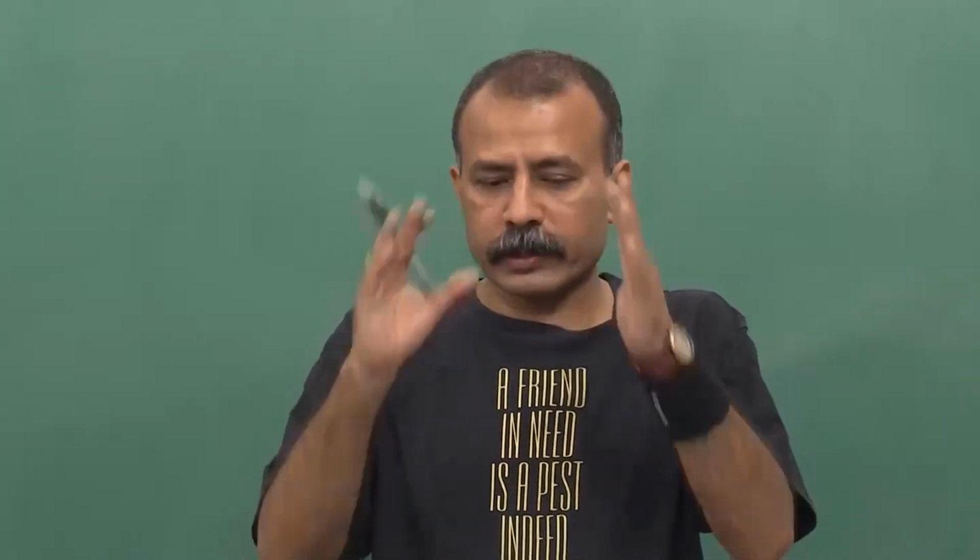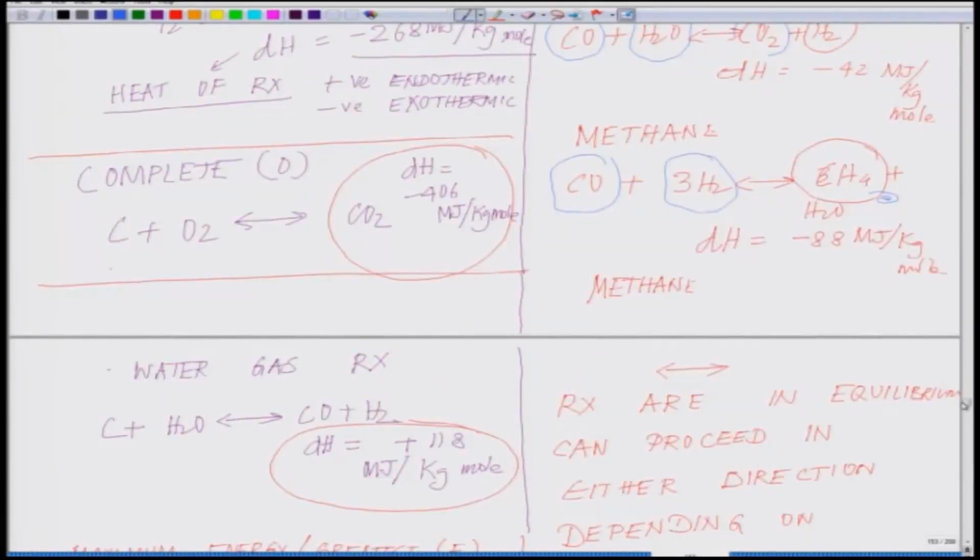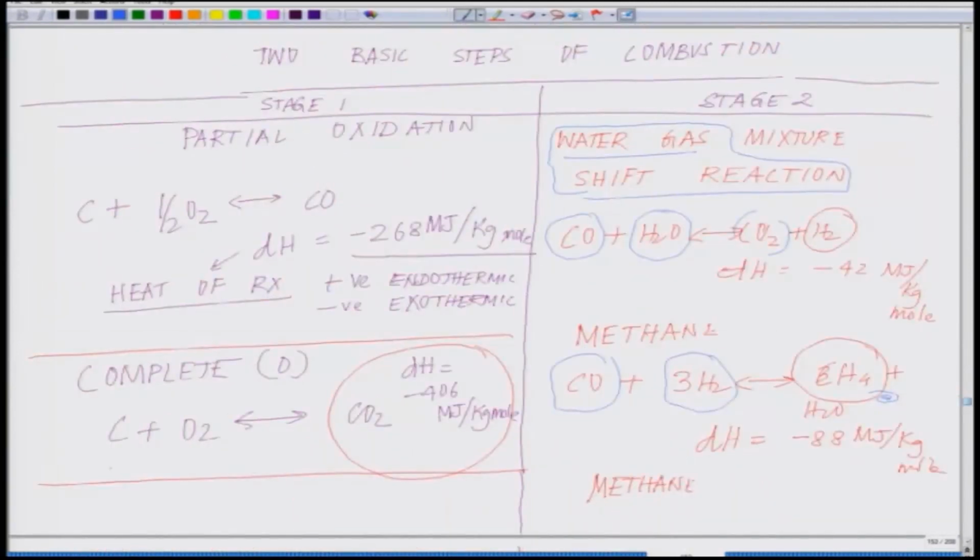If your basic chemistry is clear, so if this slide, what I taught you, the two basic steps of combustion, if these two are clear, then the rest is all simple. You can vary, think of it for a minute, you have forgotten everything. But if you know the basic reactions, C plus half O2 forming CO, C plus O2 forming CO2, CO plus H2O forming CO2 plus H2, and CO plus 3H2 forming CH4. If you know these four reactions, look how logically you can rationalize it out.